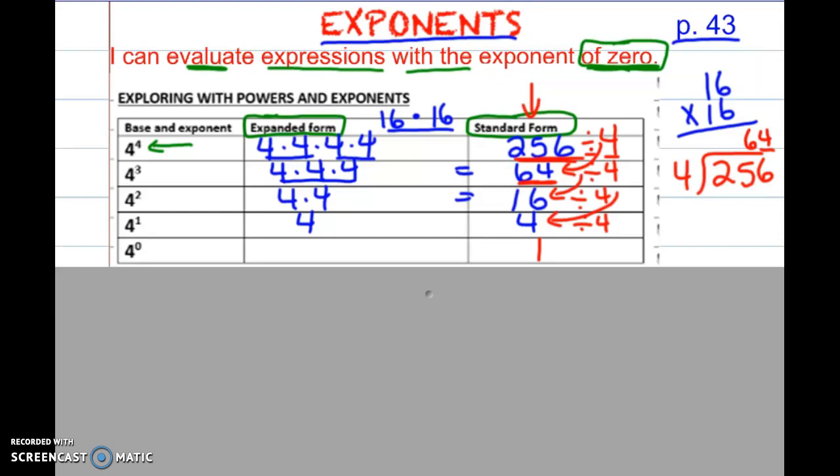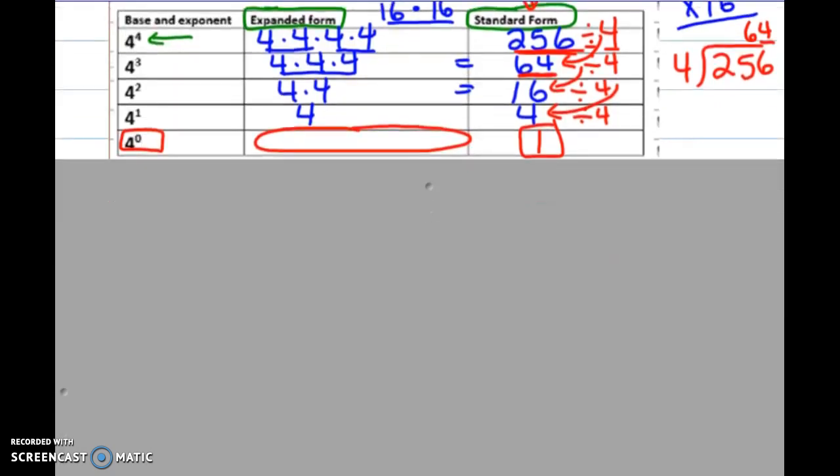So continuing in this same pattern that we've been working on, dividing by 4, we see that 4 to the 0 power is equal to 1. Now there's really nothing that we can put in this expanded form because it's just 1. Okay, look at your next table.